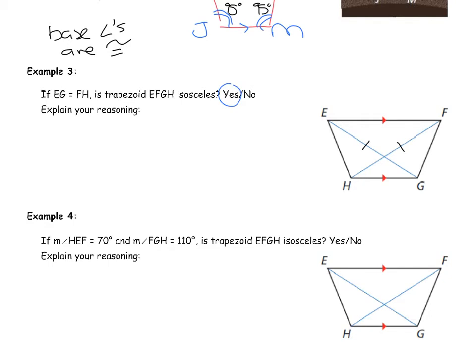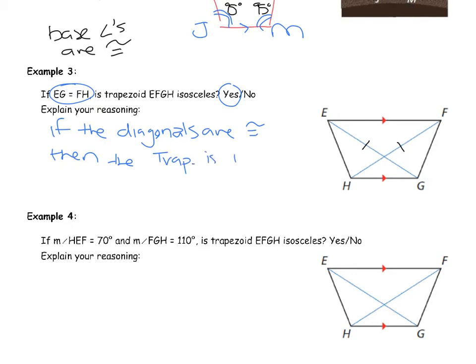Okay, our reasoning is if the diagonals, ooh, that's bad spelling. Diagonals are in fact congruent, which in this case, because of that, they're telling us they are, then the trapezoid is an isosceles one.